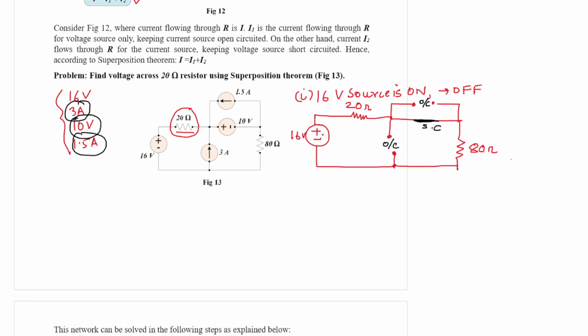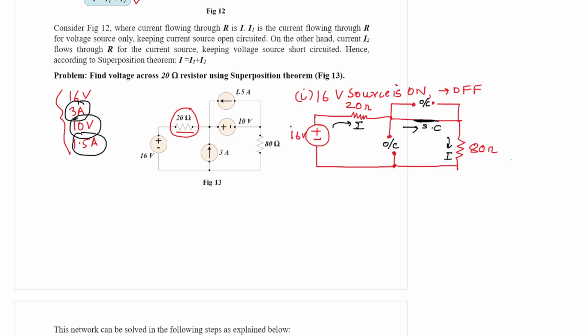So if you closely analyze, it is a very simple circuit, that is, a 16 volt source connected with 20 ohm and 80 ohm in series. So one current I should be flowing, and that current must flow through the 80 ohm resistor, because this open circuit path does not provide any path for current to flow. So no current flows through this open circuited path. Entire current will be flowing through this path. It is simply the 16 volt source in series with 20 ohm and 80 ohm.